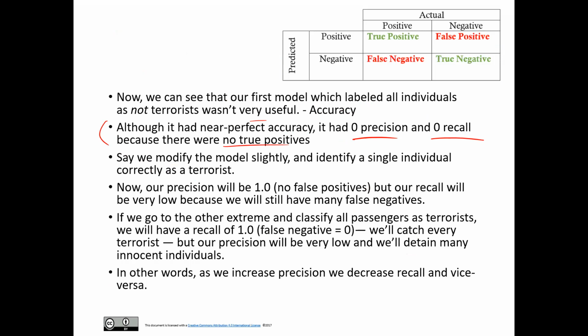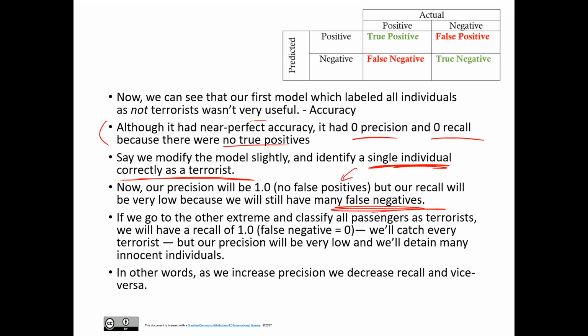We can modify the model slightly and identify a single individual correctly as a terrorist. Now our precision will be high, no false positives, right? We didn't have anything that was a false positive, but our recall will be very low because we will still have many false negatives.